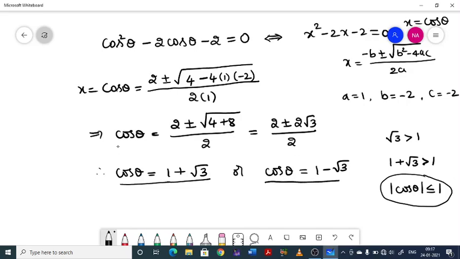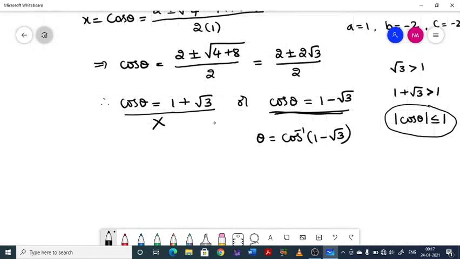So the remaining is cos theta equal to 1 minus root 3. Therefore this is a deleted case. Therefore theta equal to cos inverse of 1 minus root 3. Theta equal to cos inverse of 1 minus root 3, or you can write cos theta equal to 1 minus root 3.